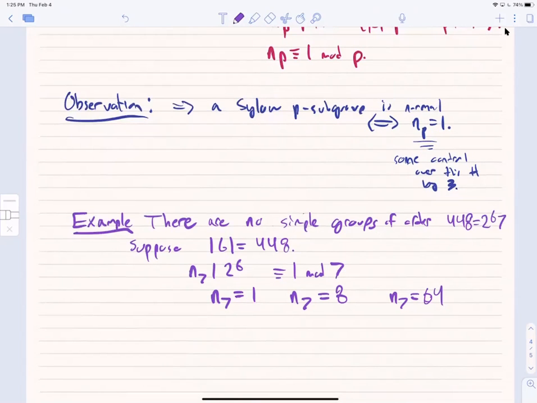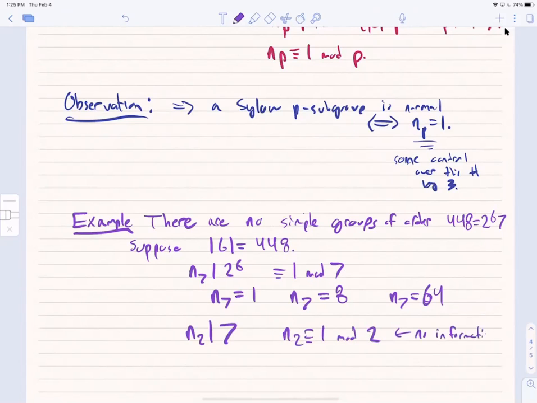Let's try 2 and see what happens at 2, and you'll see what we do at 2 will let us conclude, and then you'll see why it wasn't going to work with 7. Okay, let's do N2. So N2, the number of 2 Sylow subgroups, divides 7. That's good, it's a smaller number. And N2 is congruent to 1 mod 2. So this is no information.